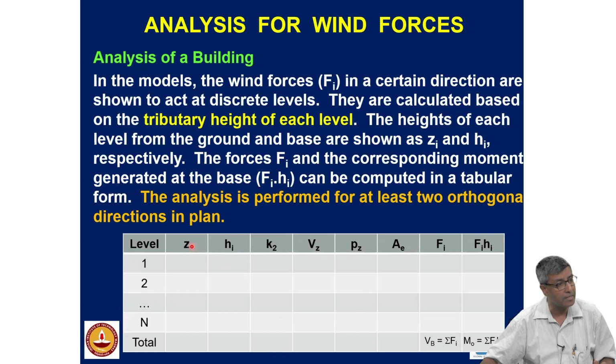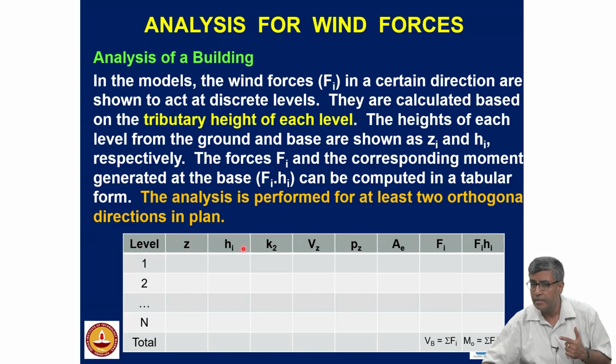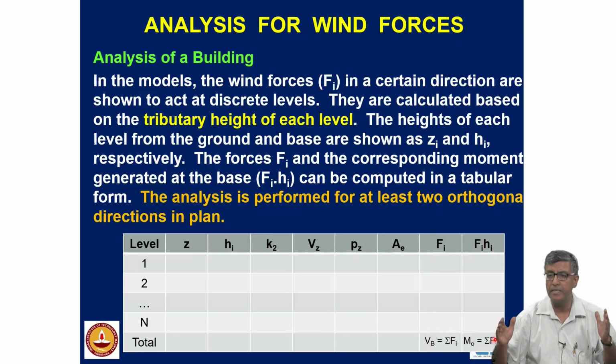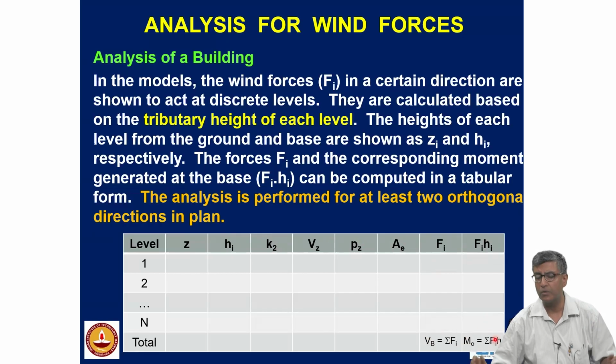This is from the ground level, because please note, K2 is determined from the height from the ground level. Whereas when we calculate the overturning moment, it is from the height of the level from the top of the foundation. Determine K2 from the table, determine the velocity, pressure, area, and force. This is the summation of the forces, force times the height. The summation of the forces is the base shear, and the summation of force times the height is the overturning moment. That means in a neat, compact table, you can calculate these results.